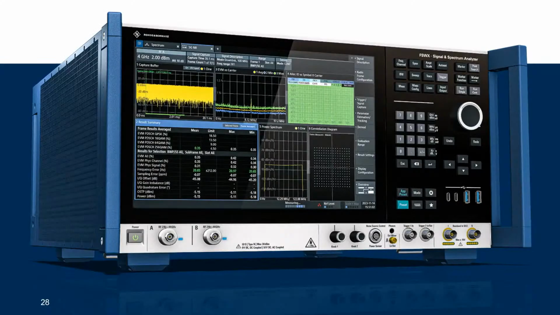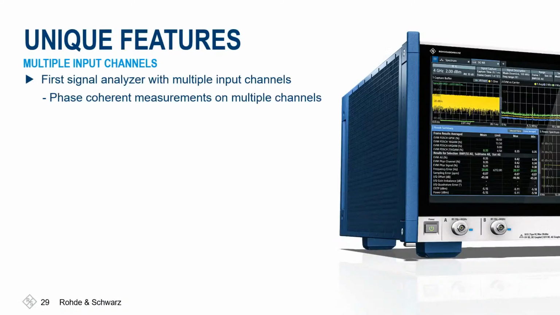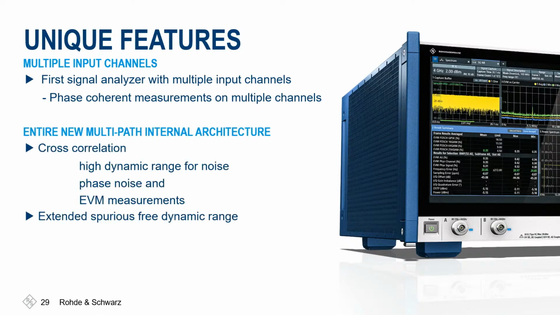And here we see the instrument in detail, and during the next slides I will focus a little bit on further new methods and features we have with the FSWX. The instrument offers the unique features which we have shown already. So it's the first analyzer with multiple inputs, with phase coherent measurements on multiple channels, and it can have cross-correlation for high dynamic range for noise measurements, phase noise measurements, EVM measurements, and extended spurious free dynamic range.